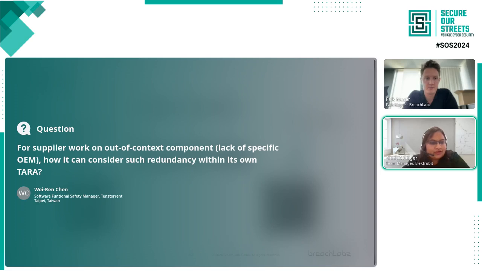For a supplier working on an out of context component, lacking a specific OEM, how can it consider such redundancy within its own TARA?